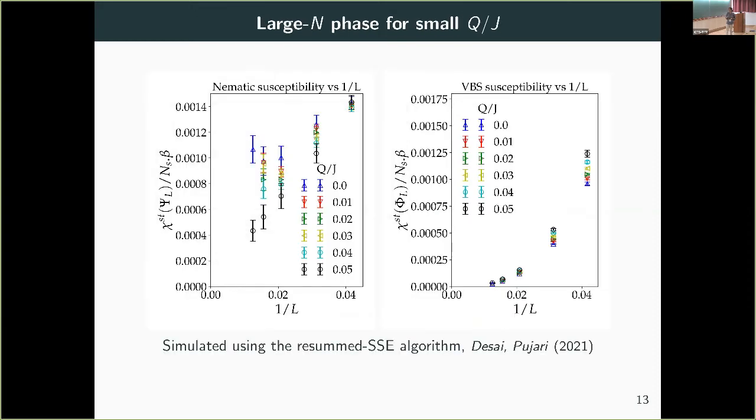So here are my QMC results. I'm plotting the susceptibility normalized in such a way that it goes to a finite value in the thermodynamic limit if I am in the ordered phase. On the left side, it shows that the susceptibility of the nematic order is going to a finite value. And this is for a small range of Q over J, where the nematic order starts to go away, but the VBS order has not picked up yet. What surprises us here are the huge error bars on the data, which we usually see only when we are close to a phase transition.